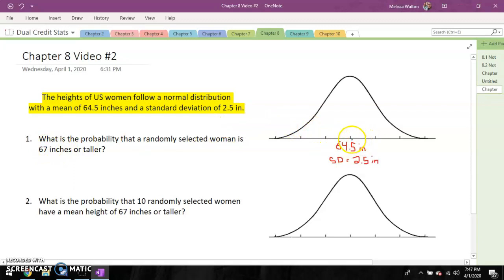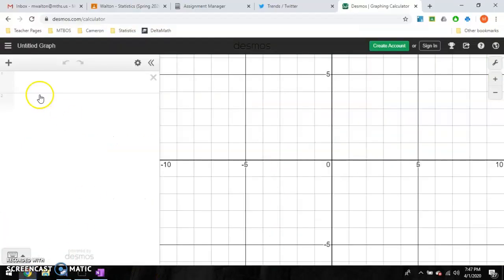So 67 inches here, that's actually perfectly on this, 67 inches. All right, and I need to know what is the area to this side. Now, we could guesstimate this by the empirical rule, but I do want to go ahead and be a little bit more accurate on this one. So we have a mean of 64.5, standard deviation is 2.5, and I want to know the probability that we are at 67 inches or taller. This sounds like a problem for technology. So I'm going to go ahead and pull up Desmos.